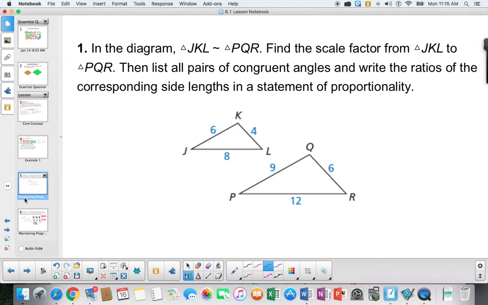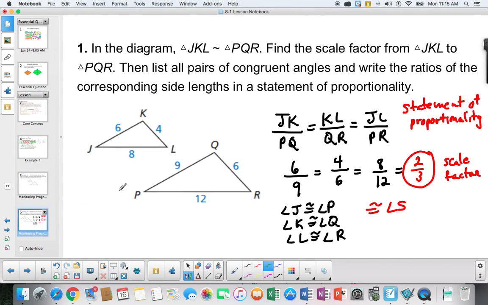Okay, your turn. Try to figure out the scale factor, list all the pairs of congruent angles, and write the ratio of the corresponding sides. Stop the screencast. And here is the answer. Here's the statement of proportionality. When I take a look at these letters, the scale factor ended up being 2 to 3. You really only need one pair to do that once the triangles have been established to be similar. And here are all the congruent angles.